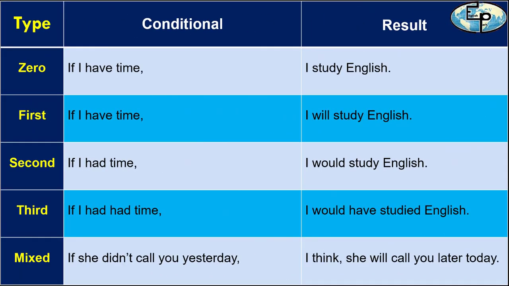Recap. Type zero conditional: If I have time, I study English. Type first: If I have time, I will study English. Type second: If I had time, I would study English. Type third: If I had had time, I would have studied English. Mixed conditional: If she didn't call you yesterday, I think she will call you later today.